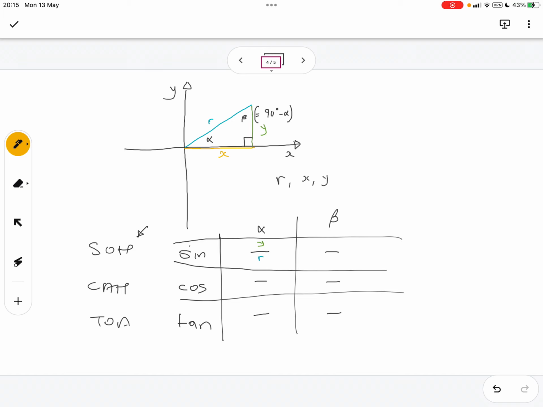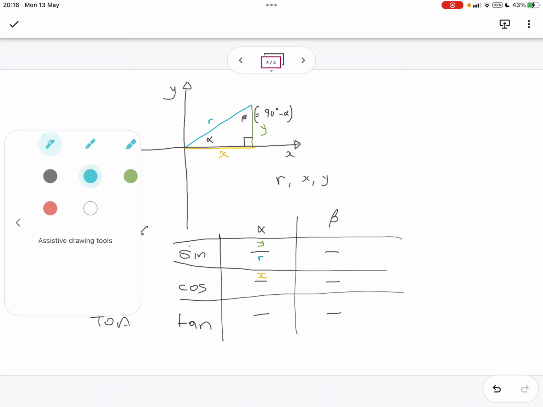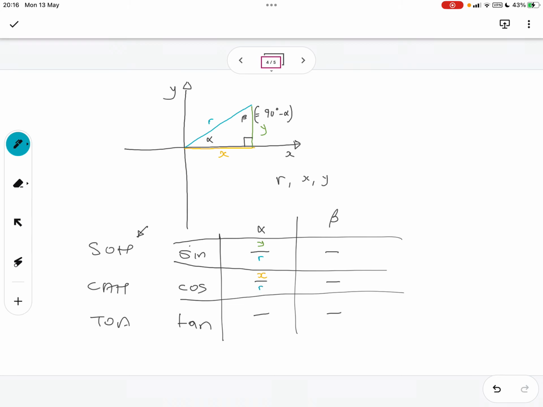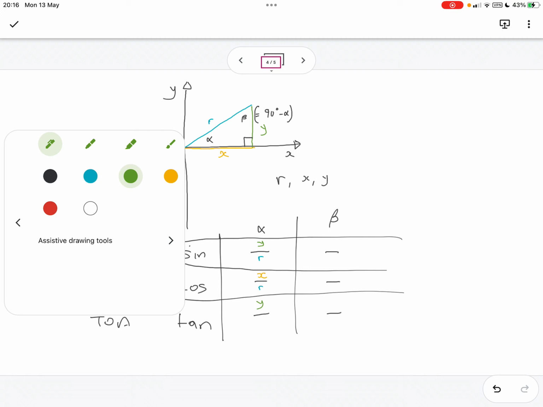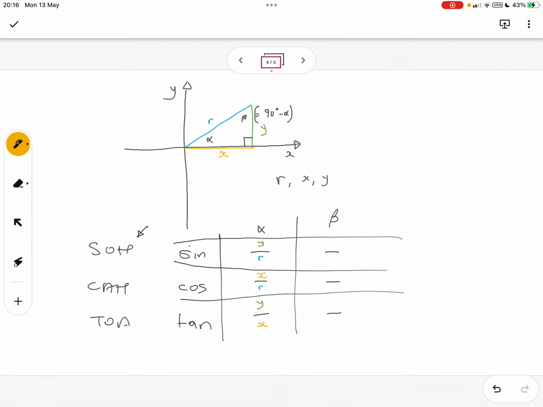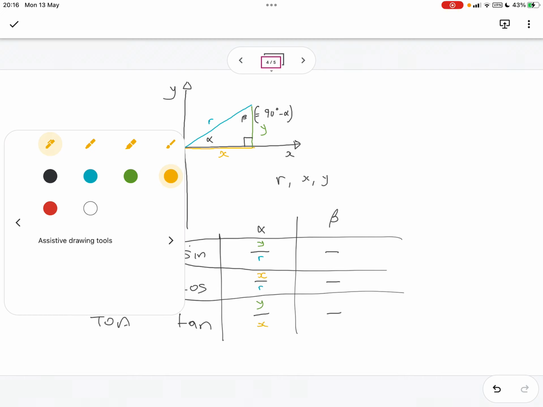And then for cos alpha, we use X over R. Okay, that's correct. And for tan alpha we use Y over X. Y over X for the next one. Okay, cool, Y over X.